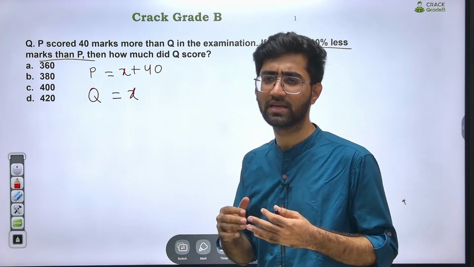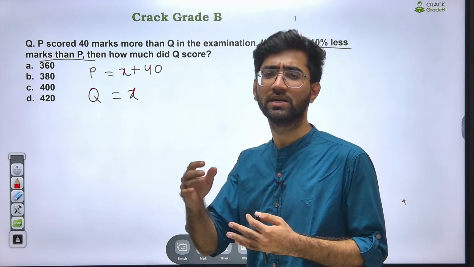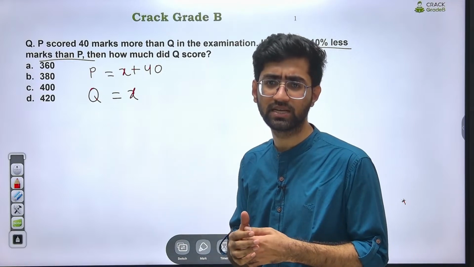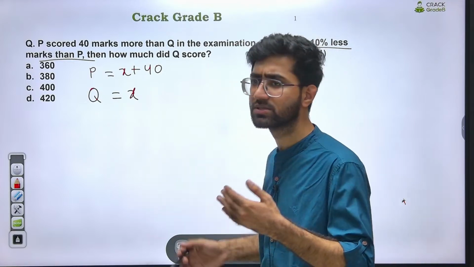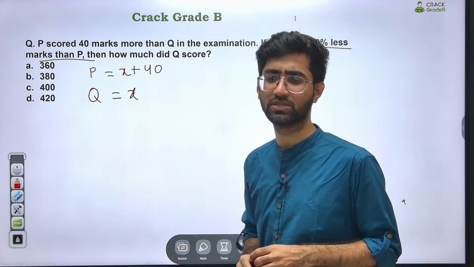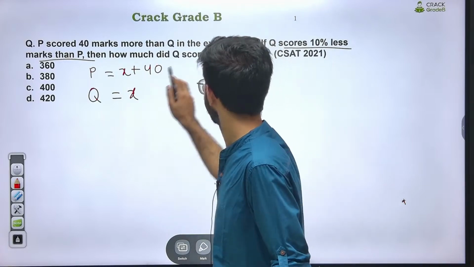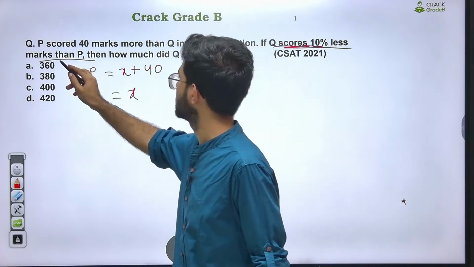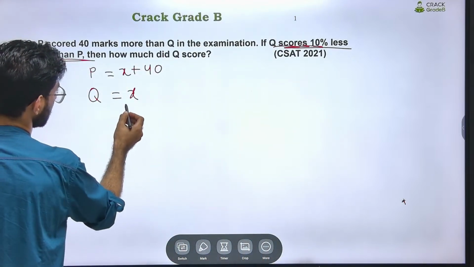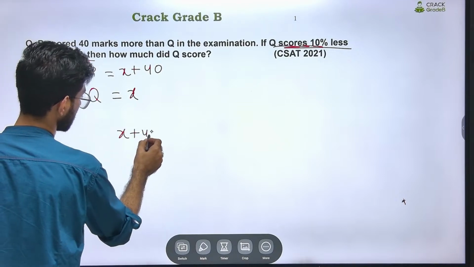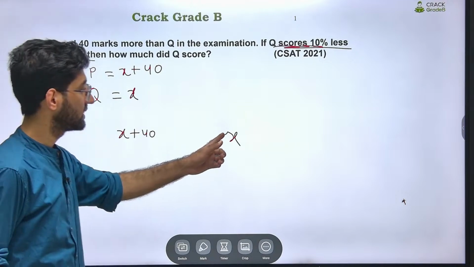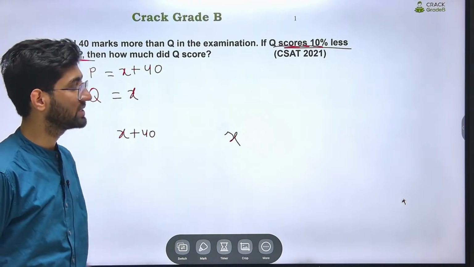See, everyone has different ways to deal with percentage. When it comes to percentage more, when it comes to percentage less, right? Everyone follows some different kind of calculation approaches to simplify those things, right? Now we know that Q scores 10% less marks than P, right? So if Q scores, see, this is X plus 40, right? And this is obviously X, and we know that this value X is 10% less than.